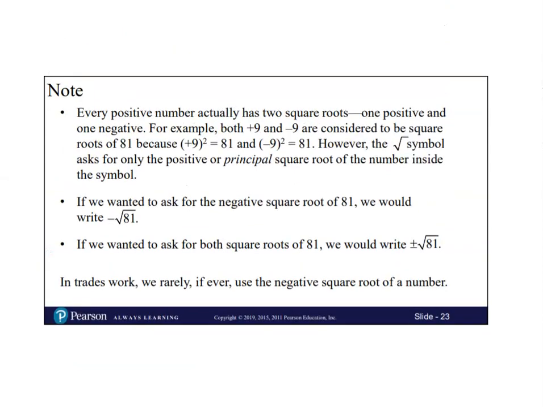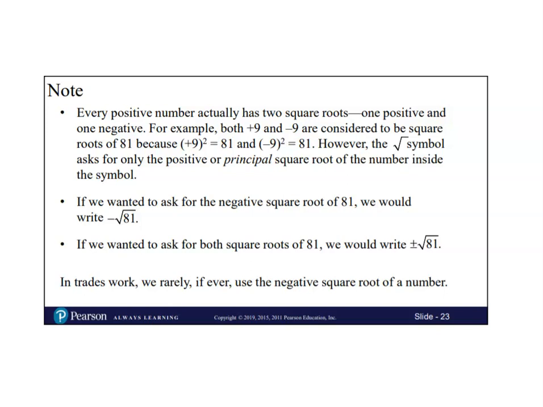Every positive number actually has two square roots, one positive and one negative, which is something you probably didn't learn when you were first introduced to square roots in school. So, for example, both positive 9 and negative 9 are considered to be the square roots of 81 because positive 9 squared is equal to 81 and negative 9 squared is equal to 81.